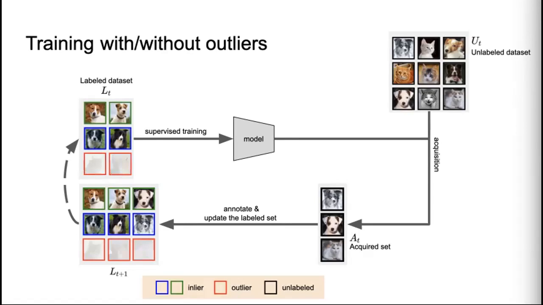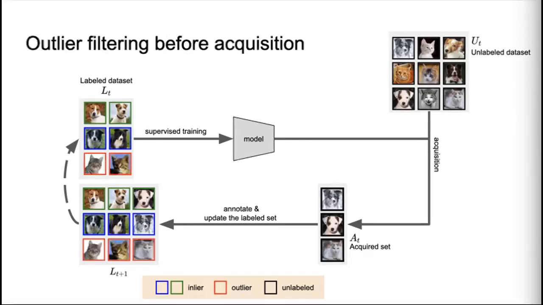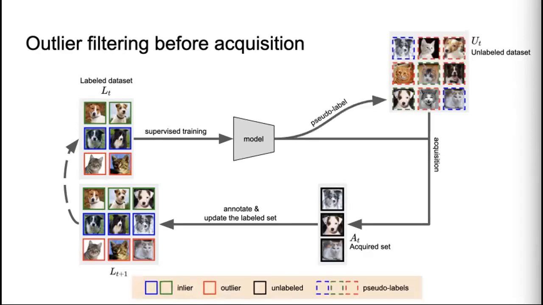The alternative case is to perform training after discarding all examples annotated as an outlier. The advantage of the joint training is that it enables filtering out outliers from the unlabeled dataset before the acquisition stage. This is achieved by using the trained model to pseudo-label the whole unlabeled dataset. After this, all images that are pseudo-labeled as outliers are discarded before acquisition.